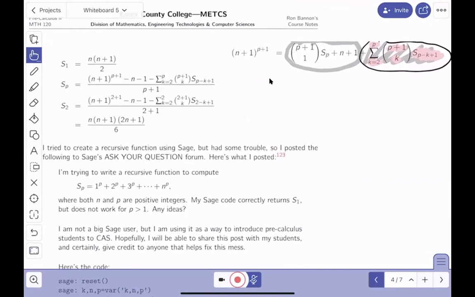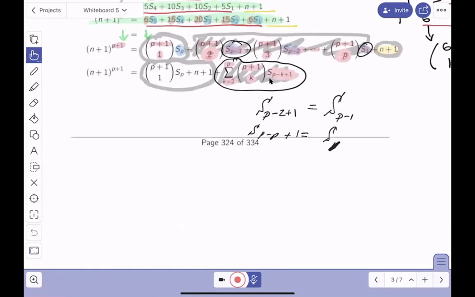Let me make sure I did the right thing over here, because sometimes I say something. And maybe I should go through this with you. I realize that maybe it's too much of a jump in reasoning. So I'm going to solve this thing for SP. P plus 1 over 1. Let me write this down for you.